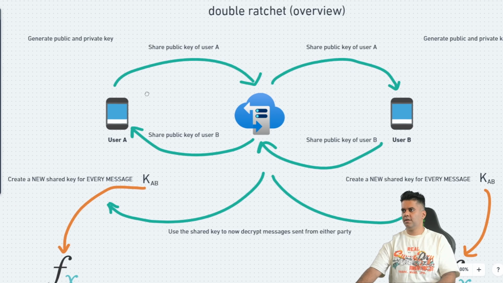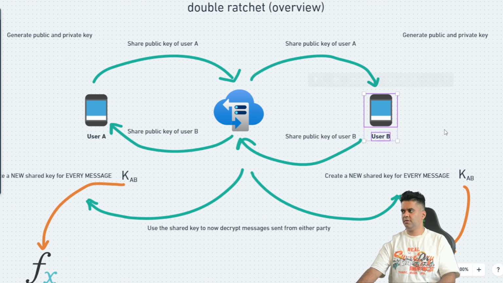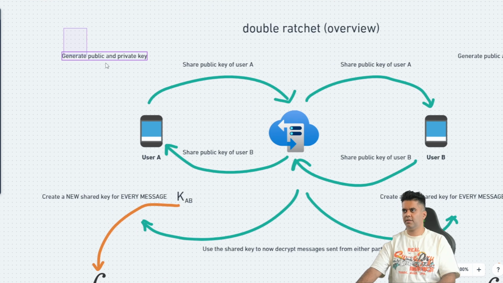All right, so the concept is the same. You have user A and user B, and you create public and private keys at both ends. You share the public key of user A and the public key of user B with each other, and you create a shared key, which is KAB, at both sides. We've already seen the maths of how we're able to arrive at the same key at both sides.